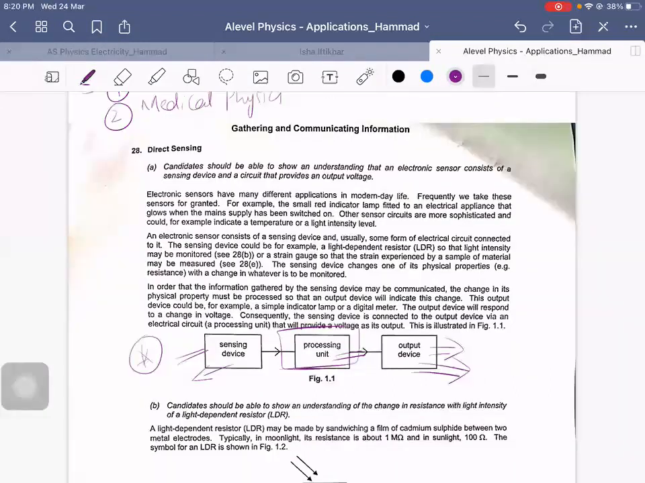Any electrical device can have a sensing device. For example, a thermistor or an LDR or a strain gauge. These are a few examples of sensing devices. They can push forward their signals to a processing unit, right? And thereby show the results either using an LED, right? Or a monitor screen or a CRO, etc.